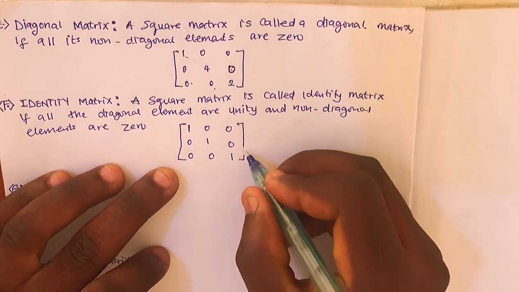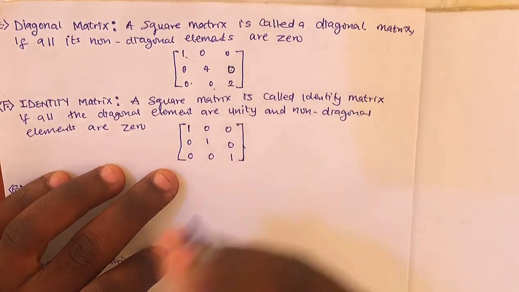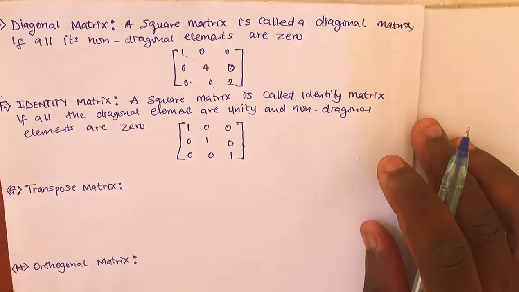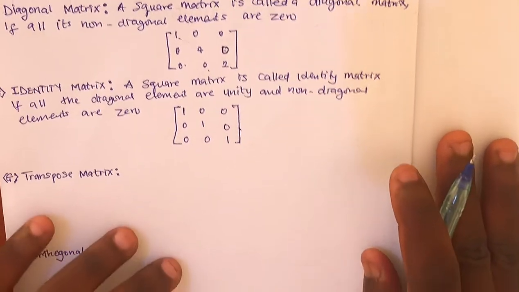They are unity. And all these non-diagonal elements are equal to what? Equal to 0. So that's what we call identity matrices. So now, let's move to transpose.